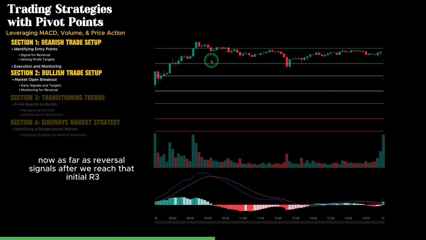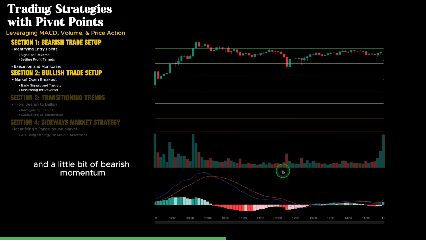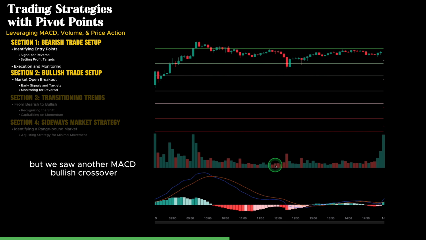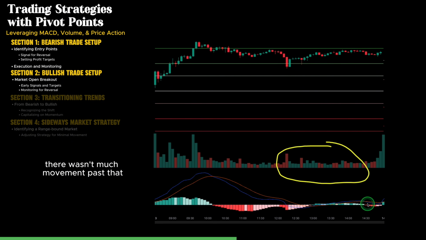Now, as far as the reversal signals after we reach that initial R3, we saw a pullback down to R2 after a bounce near that R3, and we saw that bearish volume start to increase and a little bit of bearish momentum. But we saw another MACD bullish crossover, signaling a potential rebound. But you can see, with less volume and how close the MACD lines are, there wasn't much movement past that.